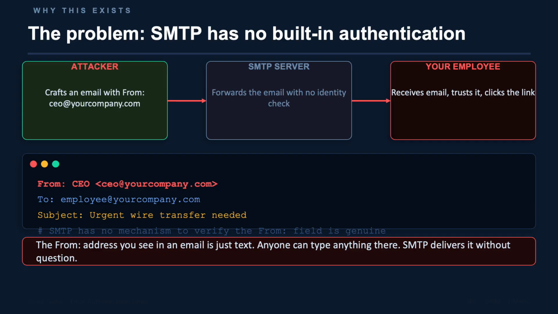Before we talk about any of the solutions, you have to understand the problem clearly because everything else is built to solve this one weakness. When you send an email, your email program writes a from address into the message. That from address is just text. There is nothing in the SMTP protocol that checks whether the server sending the email actually has any right to use that from address. The server that accepts the message and passes it along doesn't verify ownership of the domain. It simply delivers it.